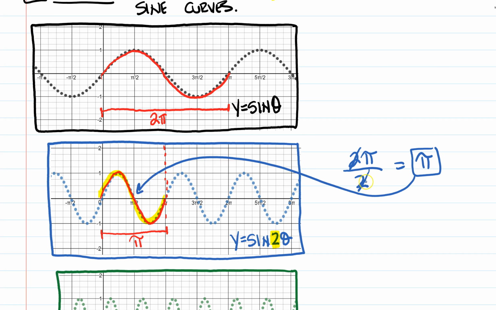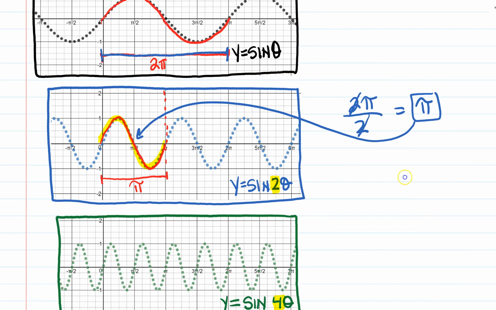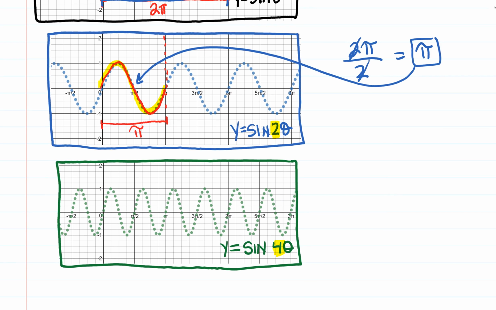So why did I take 2 pi and divide it by 2? Because the original period for the sine curve is worth 2 pi. So we're taking the original amount and we're dividing it by the number that's in between the sine and your theta. Let's do another example here. See this green graph here? This green graph is the equation of y equals the sine of 4 theta.